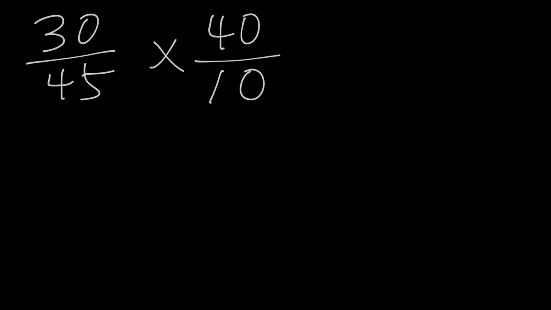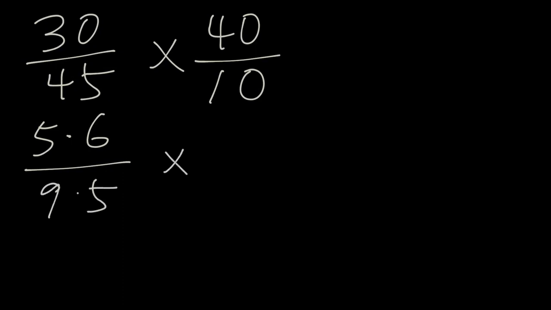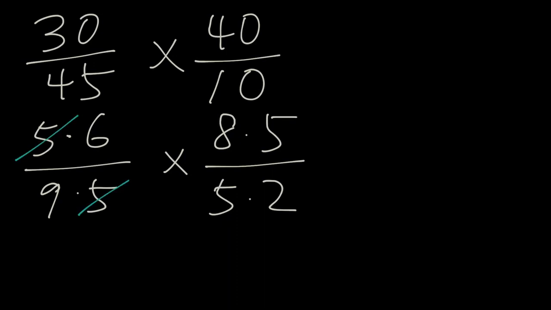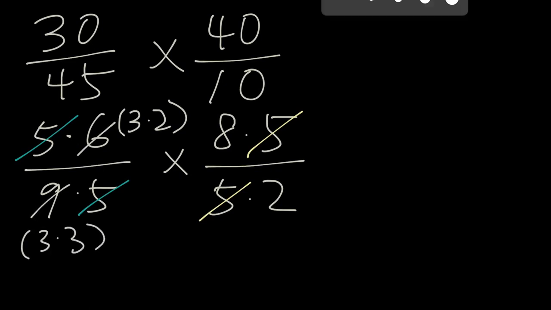In this example, 30 could be 5 times 6. And 45 could be 9 times 5. And 40 is equal to 8 times 5, and 10 will be 5 times 2. So here, we can see that we could simplify the 5 here, and then the 6 could be changed again to 3 times 2. And the 9 could be 3 times 3. So then we could simplify the 3 here.